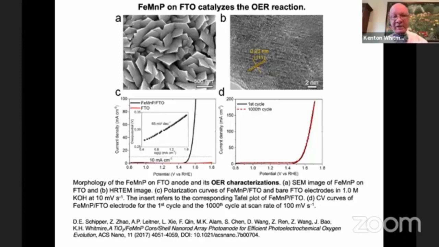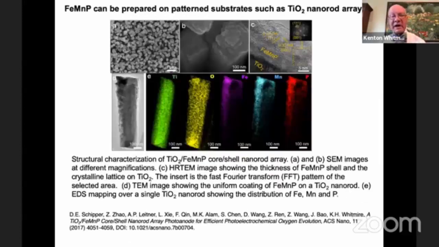So we can put the FEMNP on fluorine-doped tin oxide. You've seen we put it on alumina previously. We can also put it on titanium oxide nanorod arrays. So the MOCVD reaction allows you to easily deposit this material onto patterned surfaces as well. We have very good characterization of those materials.